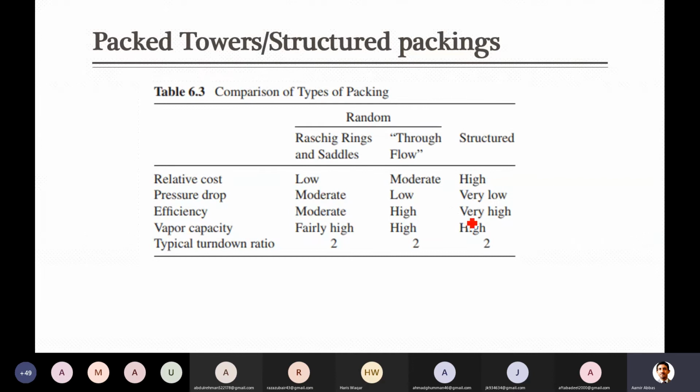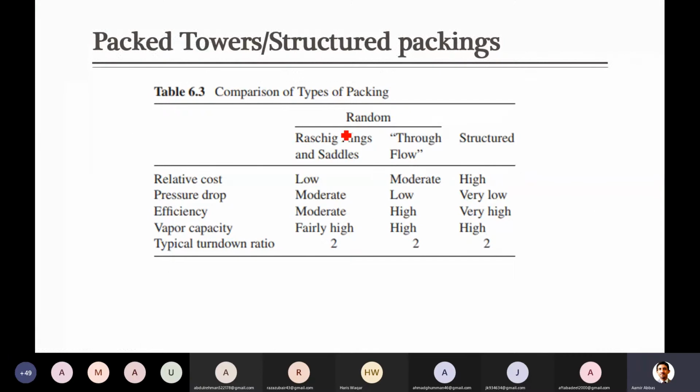So up to here we have discussed these types of packing. Now let's look at the comparison between them and which one is better in terms of cost, pressure drop and efficiency. If you have to select, which one should be selected?